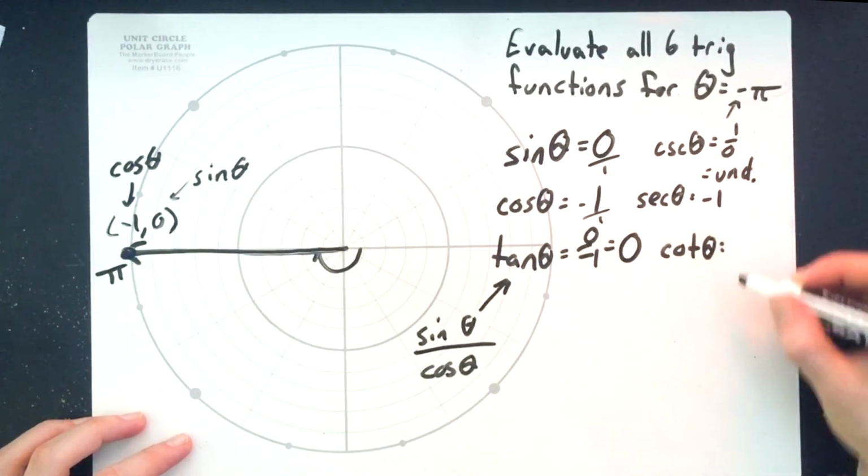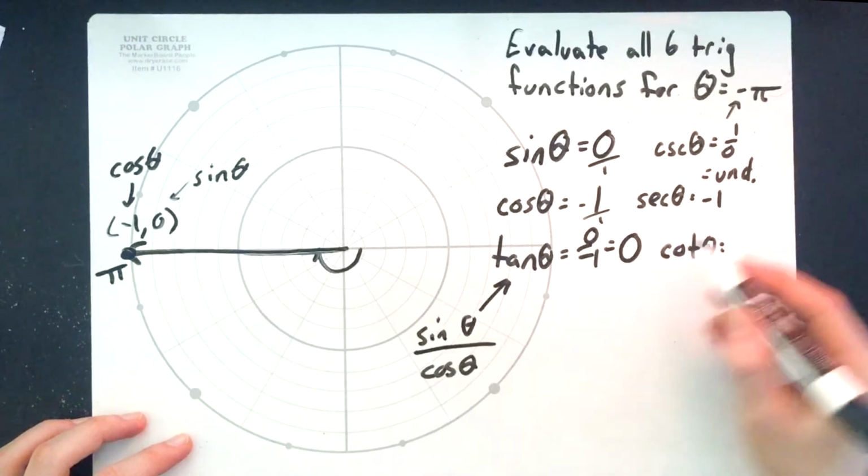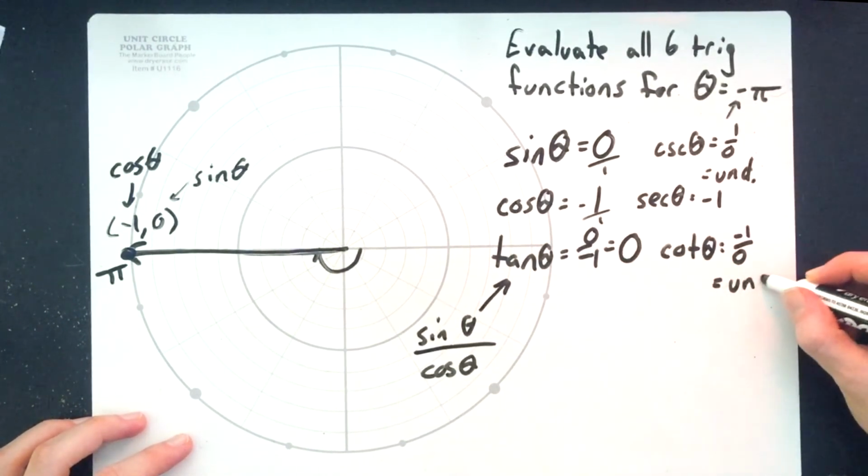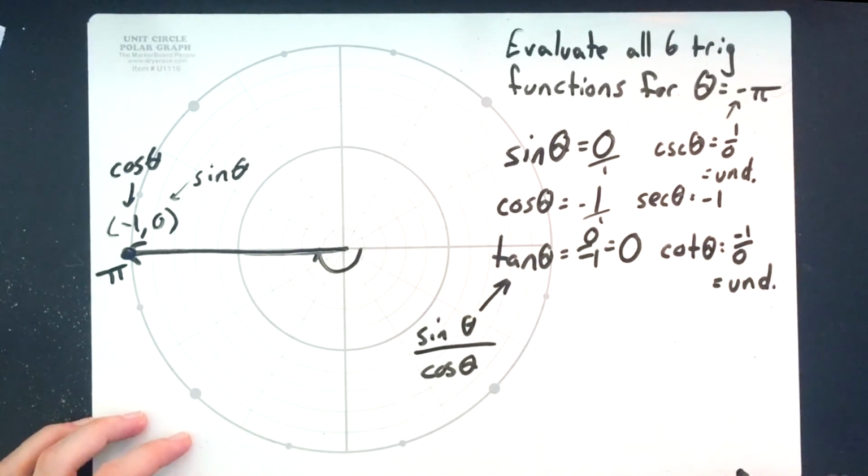The last one is cotangent, the reciprocal of tangent. So that would be, instead of 0 over -1, it's going to be -1 over 0. But again, you can't divide by 0, so cotangent of -pi is also undefined. You can't find that value.